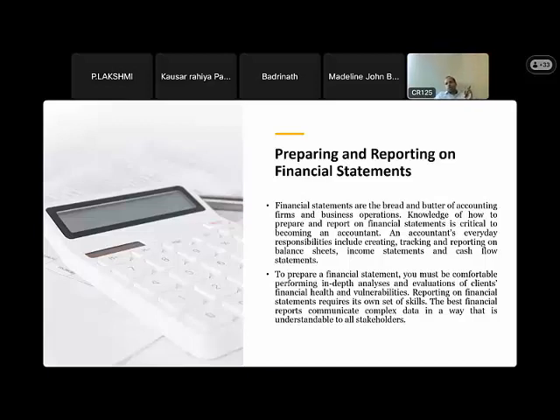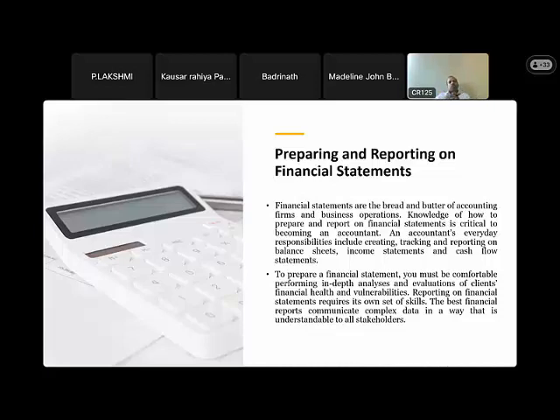The knowledge of how to prepare and report on financial statements is critical to becoming an accountant. An accountant's everyday responsibilities, including creating, tracking, and reporting on balance sheets, income statements, and cash flow statements, are highly essential. It's not that you just prepare it and leave it. You need to track it, you need to check it. It's a whole lot of processes. Day-to-day effort is required. So those skills also develop.